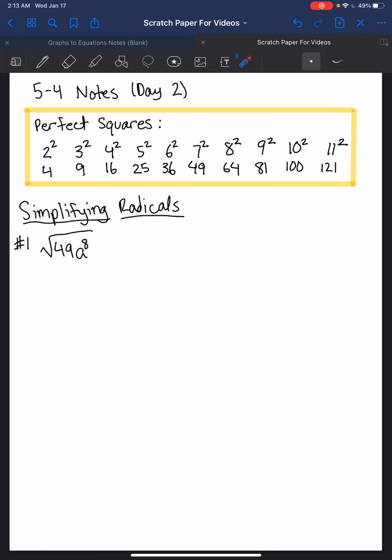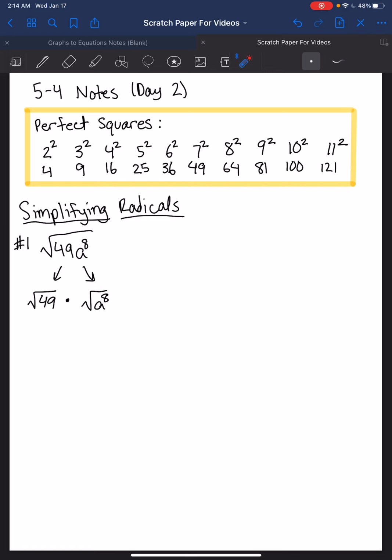So, example 1. The square root of 49a to the 8th power. When you simplify a radical, you want to break it down. So my first piece of advice is to rewrite this completely split up. So let's rewrite this as the square root of 49 times the square root of a to the 8th. This way we can look at each part separately.